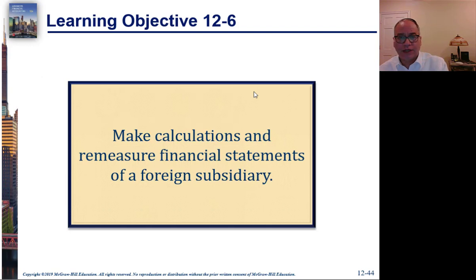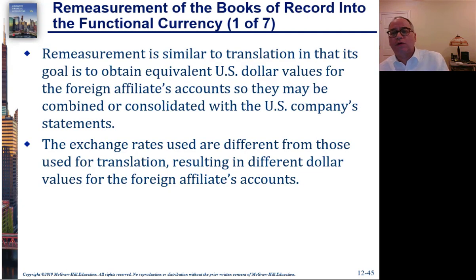Learning Objective 12-6. Make calculations and remeasure financial statements of a foreign subsidiary. So, remeasurement is another approach towards converting a company's financial statements from one currency to another. We've already gone over translation, and remeasurement is a different way to do this.